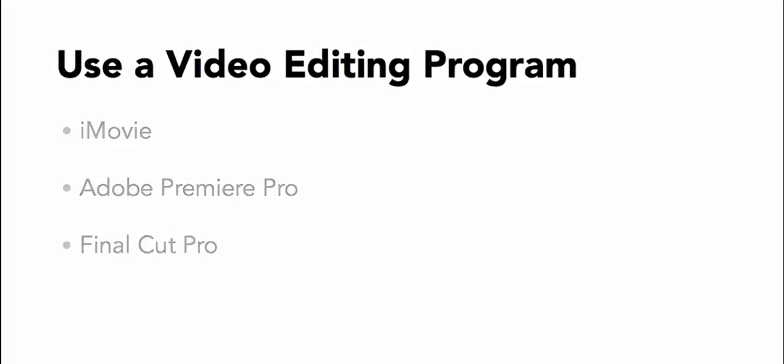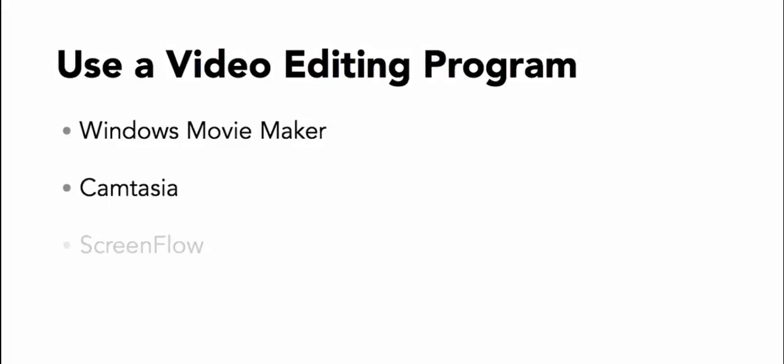One of the first tips that I have is to use a video editing program. YouTube has some great video editing features built in, but they don't quite have the number of features that a third-party program is going to have. So there are a number of programs you can use, but here's a short list of some of the ones I recommend. You could use iMovie, Adobe Premiere, Final Cut Pro, Windows Movie Maker, Camtasia, or ScreenFlow.